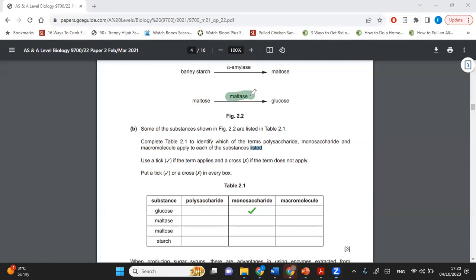Okay, so you are right in the sense that we have maltase over here. So maltase, as you would know, is what? Maltase is an enzyme, right? Since maltase is an enzyme, most definitely it's not a monosaccharide and it's not a polysaccharide, so we can instantly rule these out. And we have studied that enzymes are what? Enzymes are all protein, right?